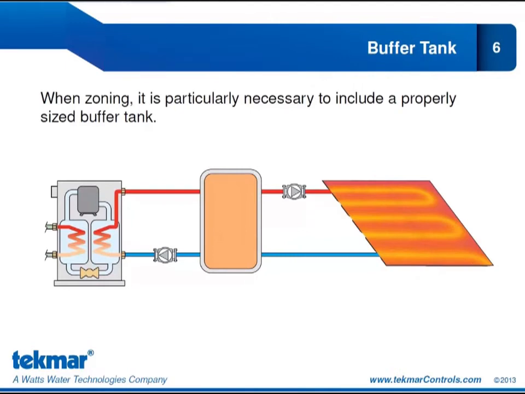When we do take advantage of zoning, it's particularly necessary to include a properly sized buffer tank. So the buffer tank is simply a volume of water, and that is used to help reduce the number of times the heat pump has to cycle. That buffer tank is insulated, so it's able to keep that volume of water at a certain temperature for a certain amount of time. And so that means the heat pump doesn't have to repeatedly turn on and off to produce an entering load temperature that could be maintained within that buffer tank.